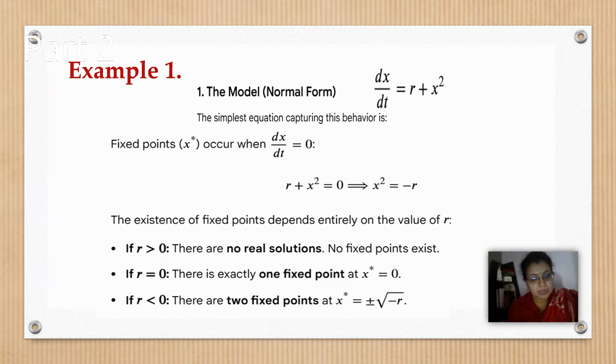If r is equal to 0, there is one fixed point, x* = 0. If r is less than 0, -r takes a positive value, since minus into minus becomes positive. So there are two fixed points at x* = ± √(-r) for r less than 0.